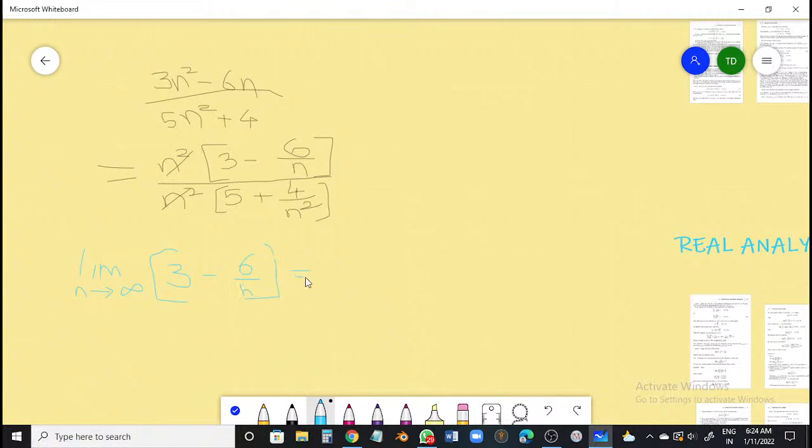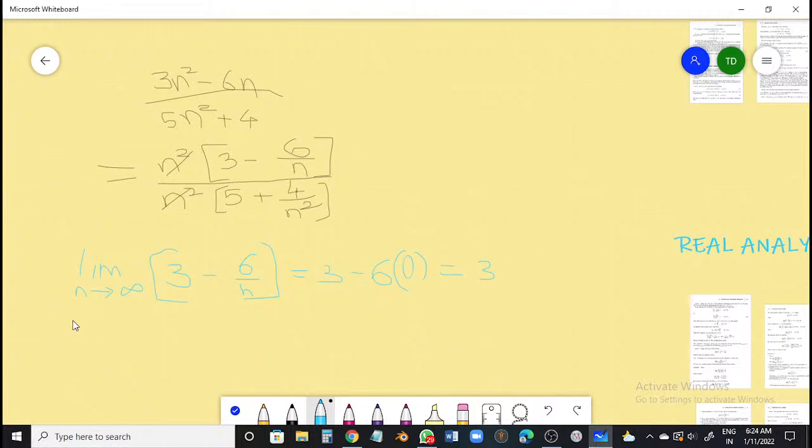So ultimately, what do we get? 3 minus 6 times 1 over n. Only we wanted to emphasize this, and the limit of 1 over n is going to 0. So what will we get? We will get 6 times 0. This is what is explained over here. So this comes out to be 3.